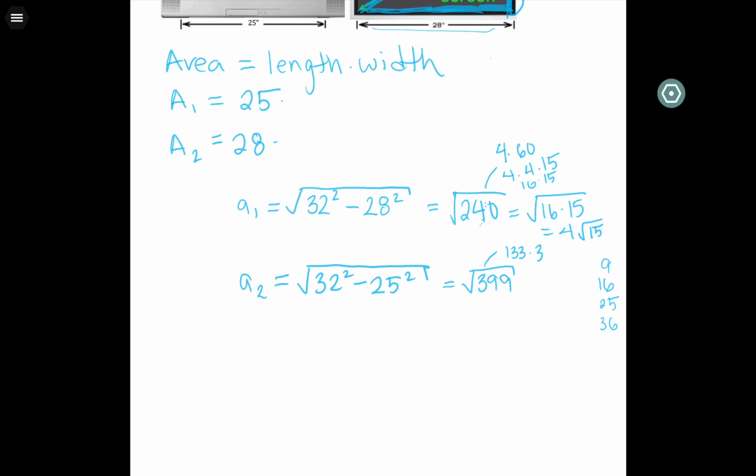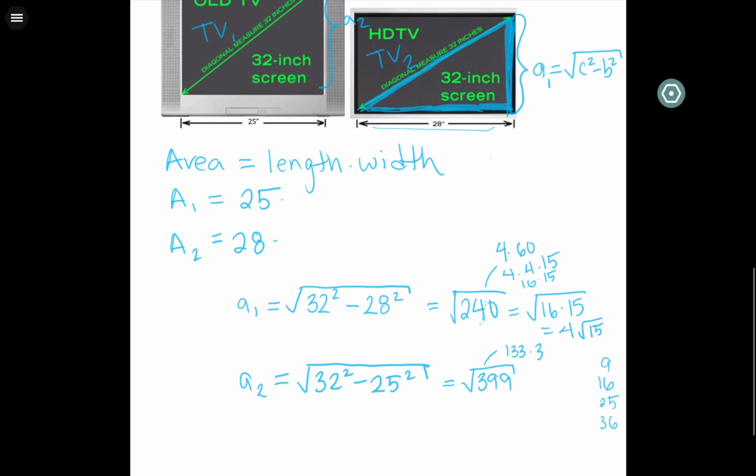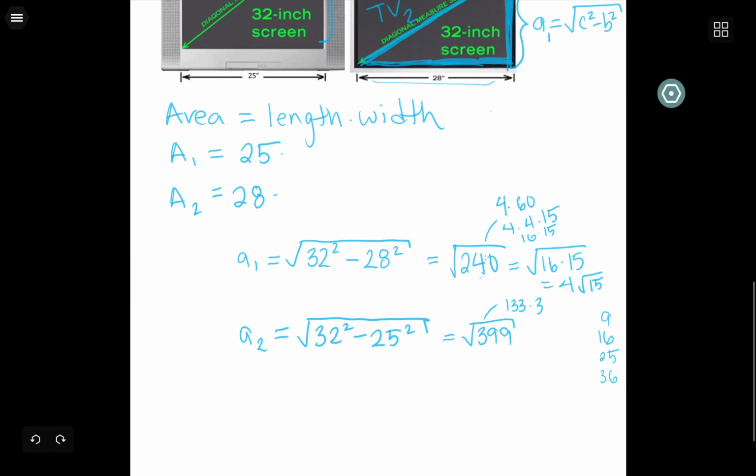It's okay. We're going to convert to a decimal. So back up at the top, for the 25-inch TV, we have a root 399. For the 28-inch TV, we have 4 root 15. 28 times 4, 112. Root 15. Okay, so we get these two answers, and I didn't follow my units, but they should be square inches.